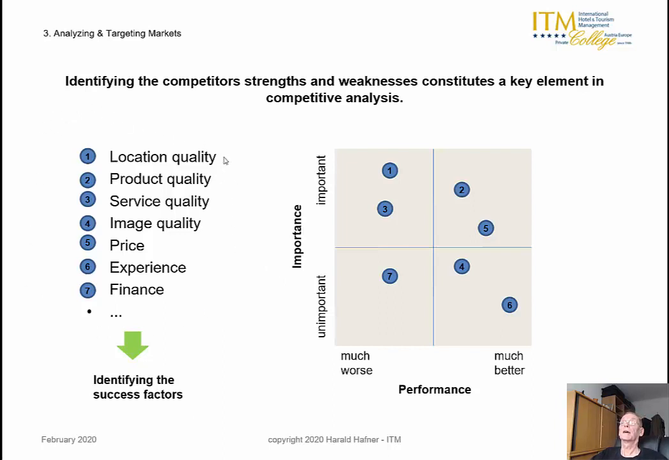For a hotel, of course, there's location quality, product quality, service quality, image quality. Of course, the price is a success factor. Then the experience that the company has in certain segments or fields or markets, and the financial strength. The list could be continued, but let's leave it at those 7 to make the point. The first thing, as I said, is to identify the success factors. And the second step is to evaluate them, whereby there are 2 dimensions of evaluation.